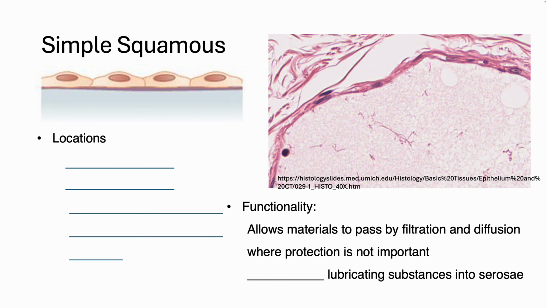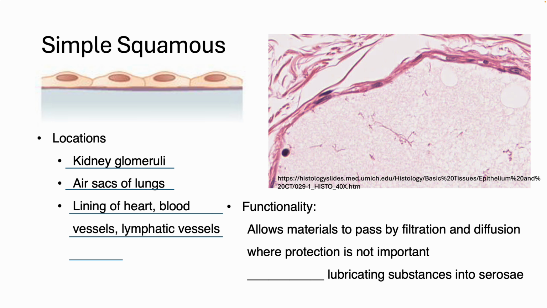So starting with simple squamous, you find these in the kidney as part of the glomeruli, the air sacs of the lungs, the linings of the heart, blood vessels, and lymphatic vessels, and as a part of the serosae. The functionality of this, because it is a thin cell layer, it's going to allow materials to pass by, both by filtration and diffusion. It's going to be in places where protection isn't particularly important.